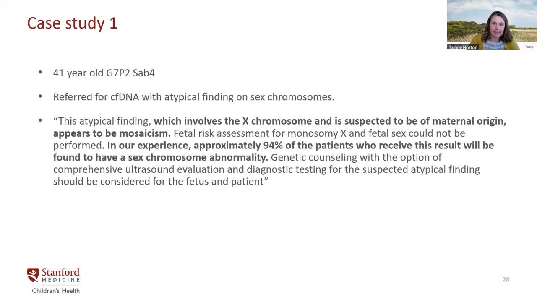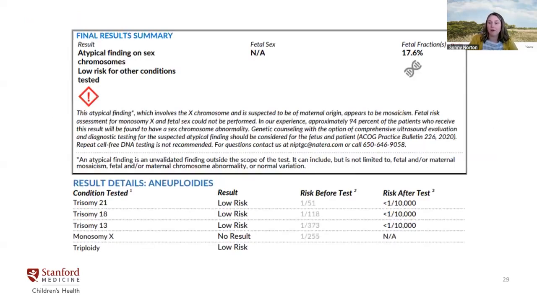So here's a case study. The patient's 41 years old. She's a G7P2 and has had 4 miscarriages. She's referred for cell-free DNA with an atypical finding on sex chromosomes, stating that the atypical finding involves the X chromosome and is suspected to be of maternal origin and appears to be mosaic. They report that in 94% of the patients with this result, there will be a sex chromosome anomaly. So it's very detailed. We did get a low risk for the other conditions.